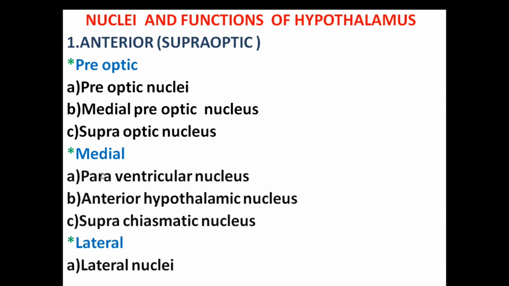And the second type is medial, and it consists of three nuclei. Paraventricular nuclei, which help to secrete thyrotropin releasing hormone, corticotropic releasing hormone, oxytocin, vasopressin and somatostatin. Second one is the anterior hypothalamic nucleus, which helps in thermoregulation, sweating, and also in inhibition of thyrotropin. And third one is the suprachiasmatic nucleus, which helps to regulate circadian rhythm. And the third type is lateral nuclei.